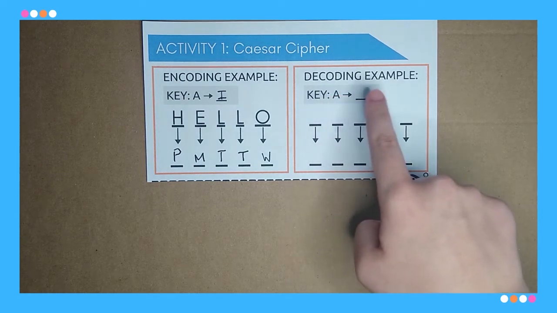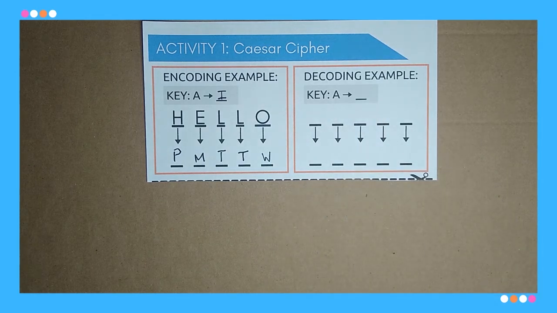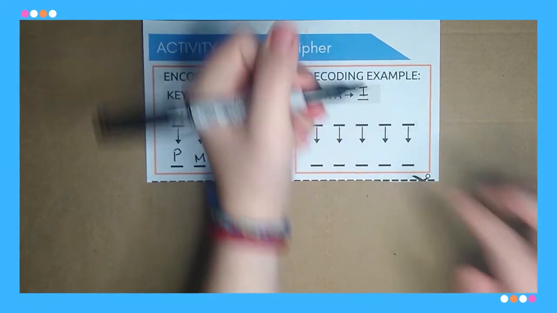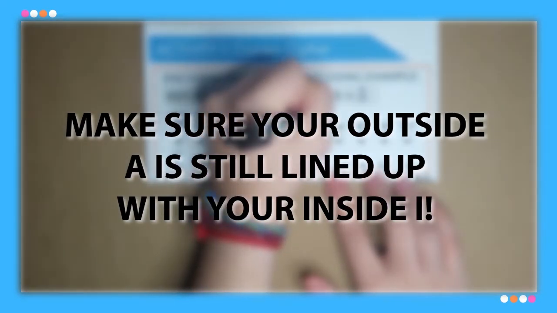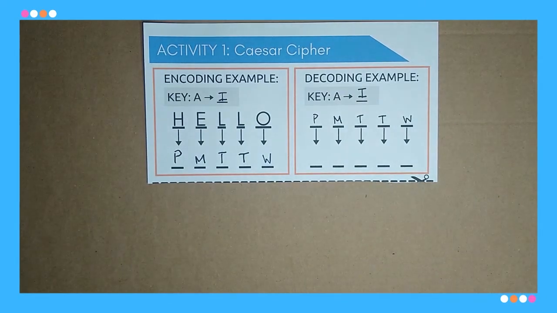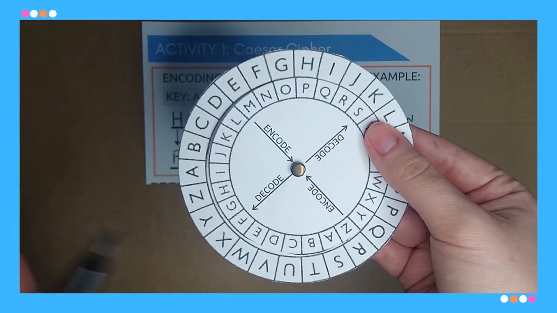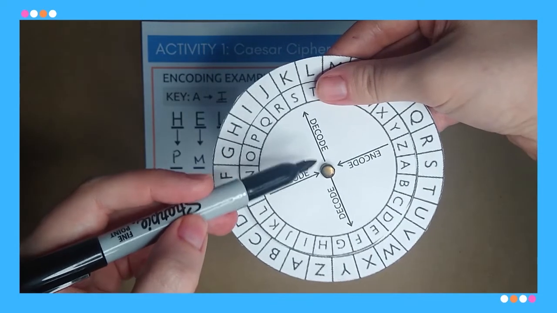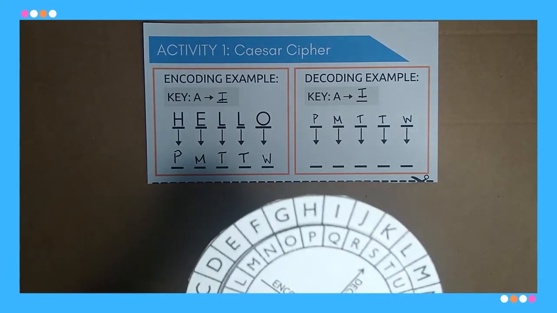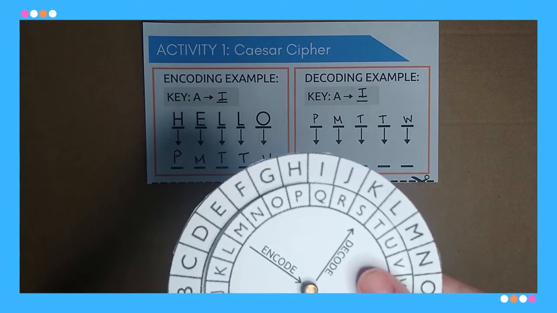To decode it, we take similar steps. First, you always look at the key to see where to rotate your inner wheel. I want to decode the message that we just encoded, so my key is the same, A to I. So we double check that the outside A is still lined up with the inside I. Now we can decode the message by going from the inside to the outside instead of the outside to the inside. On your wheel, there's a little reminder to go toward the center when you're encoding and toward the outside when you're decoding.